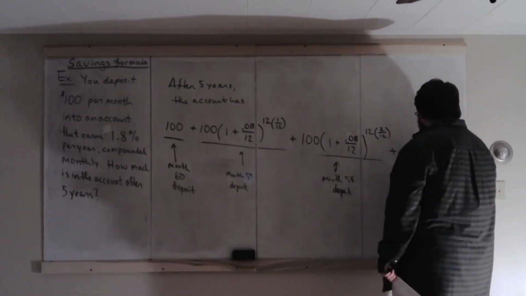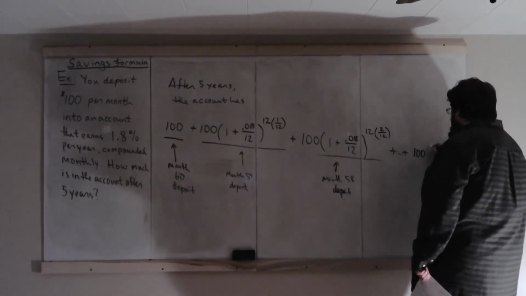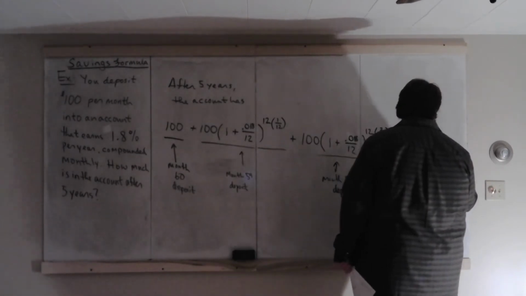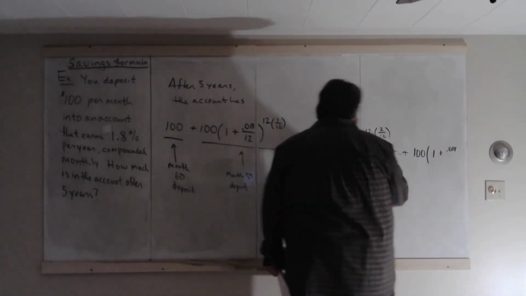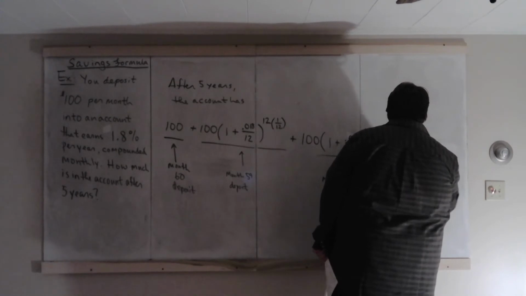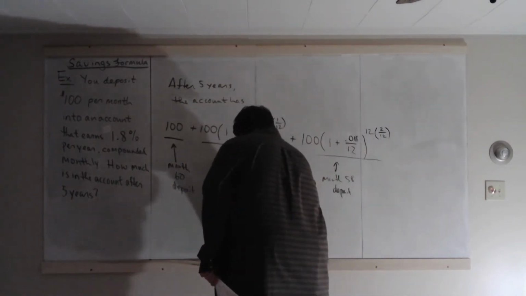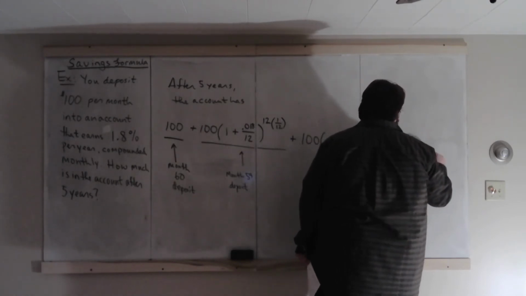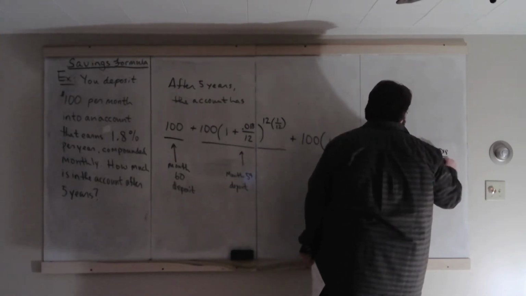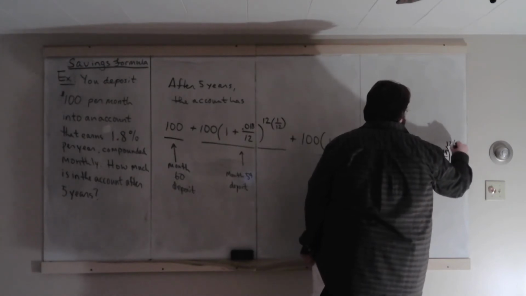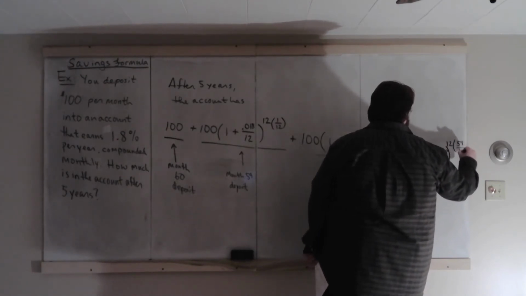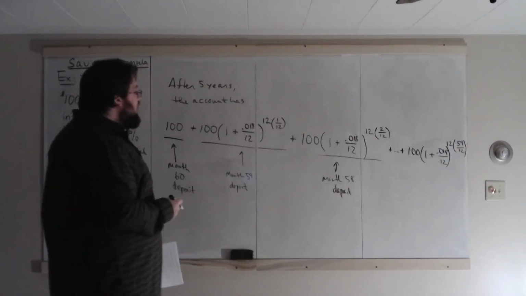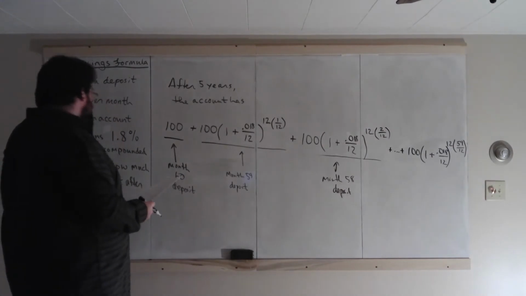So how much was deposited? $100 times 1 plus the rate. Should have written that a little smaller, actually. Plus 100 at 1 plus 0.018 over 12. 12 compounding periods, but it's been there for 59 months, which is 59 twelfths of a year. So all you have to do is add these 60 numbers together.